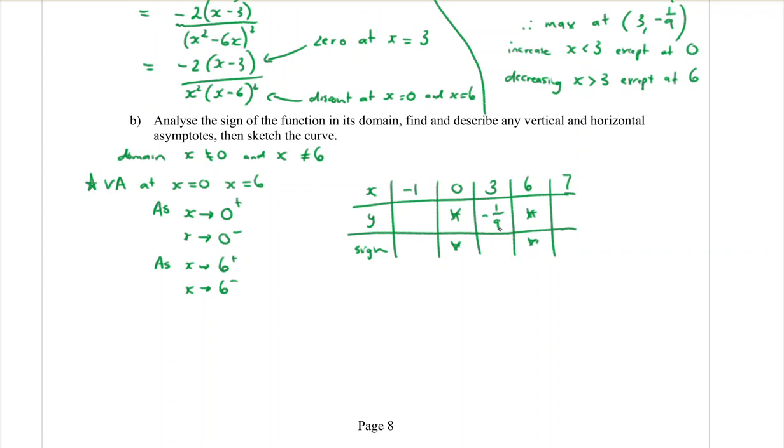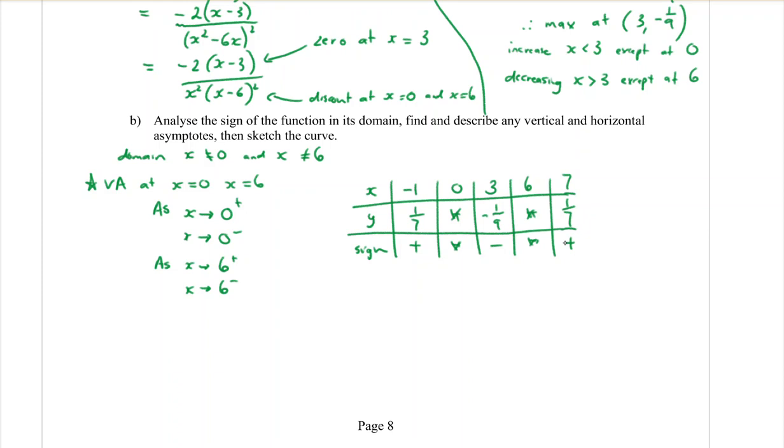So if we sub -1 back into the original equation, you will get a +1/7. And into 7, putting 7 in there, you will get a +1/7 there as well. Which means the sign is positive there, negative in the middle, and then positive again. So let's have a look now.